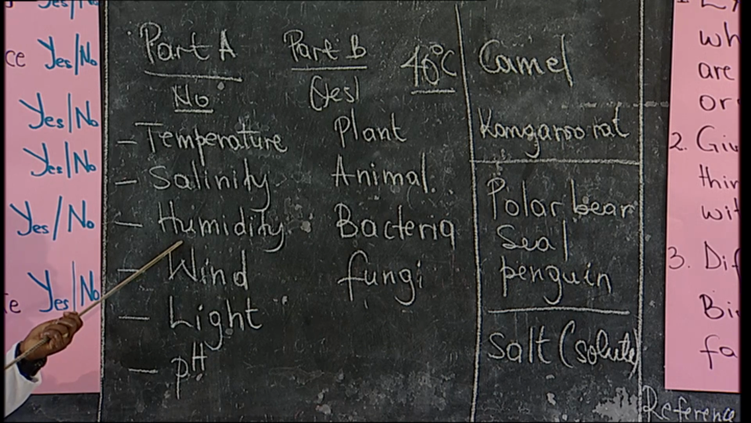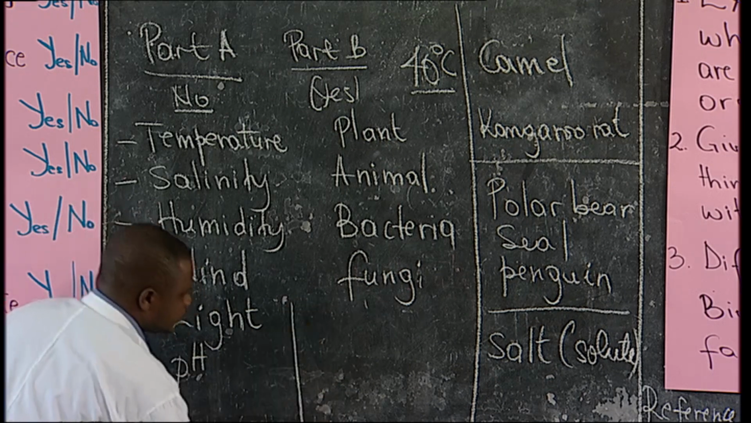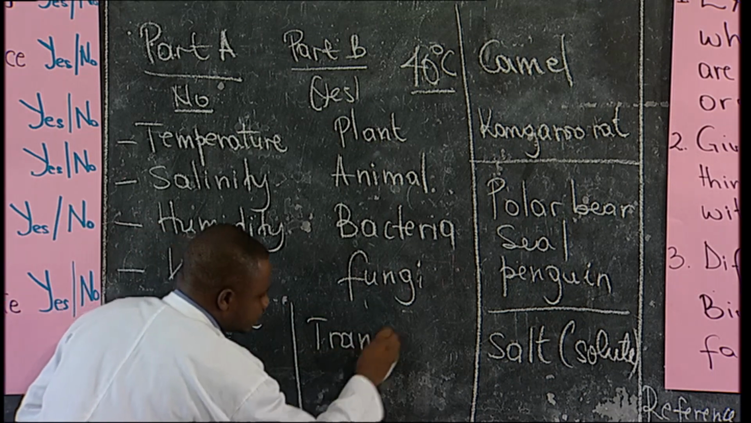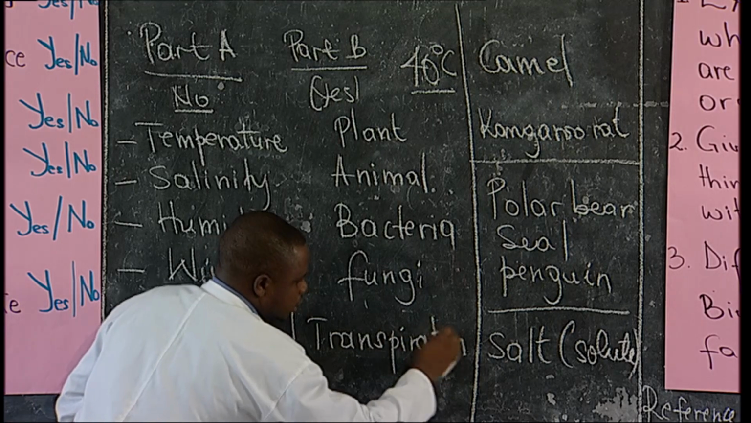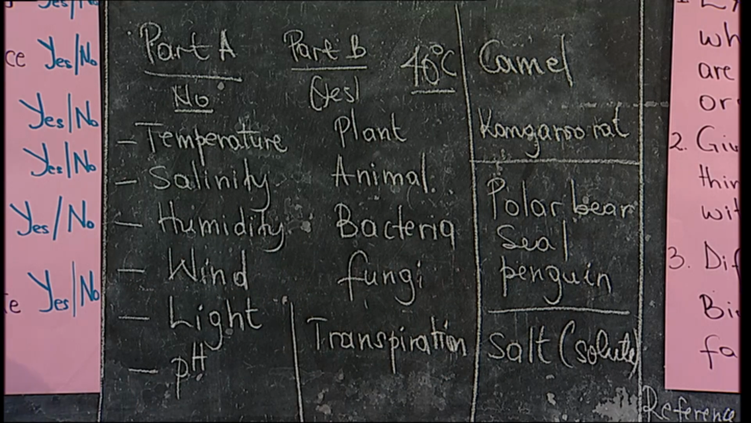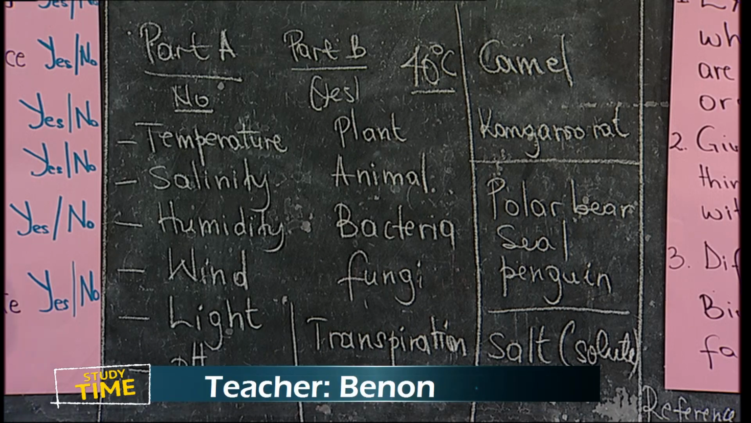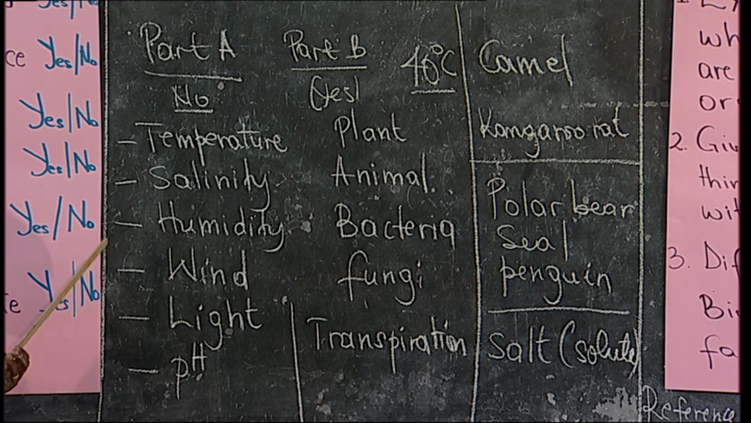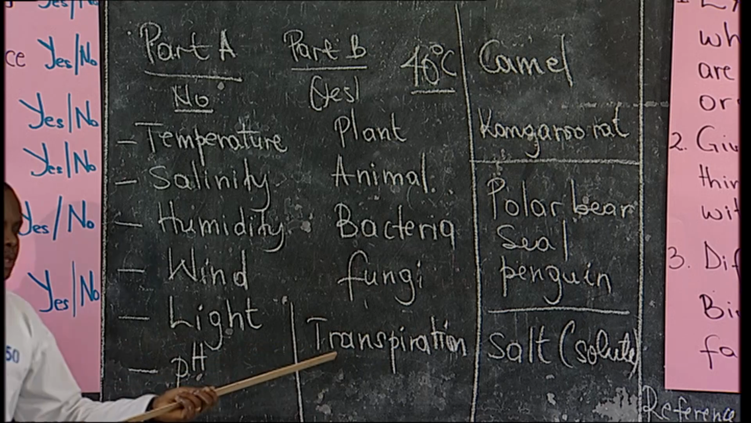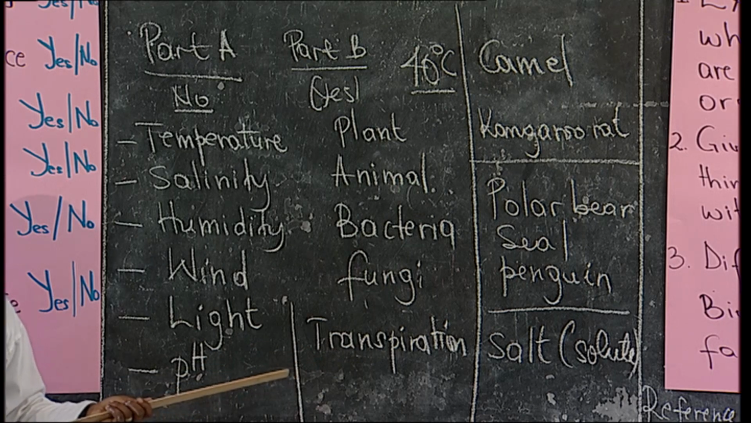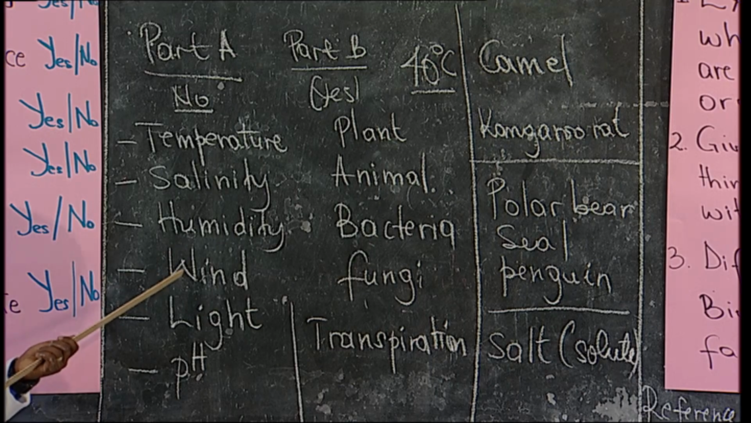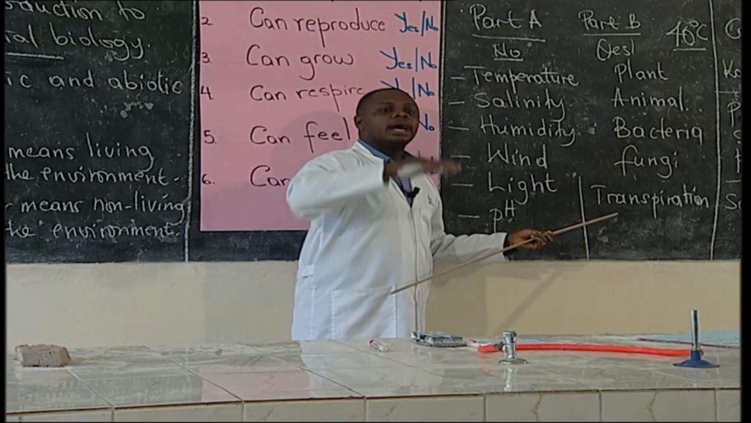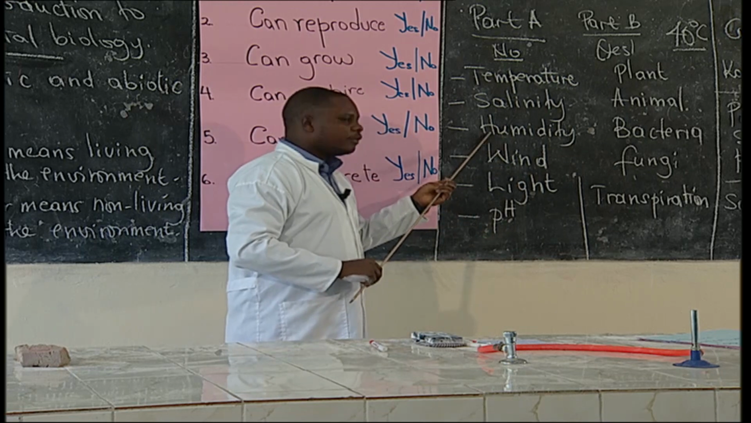Humidity, the amount of water vapor in the atmosphere. This is another important factor. Remember the word transpiration, losing water vapor through leaves. When the amount of humidity is high, water vapor in the atmosphere, the rate of transpiration will be low. When humidity is low, the rate of transpiration will be high, meaning this is another factor.